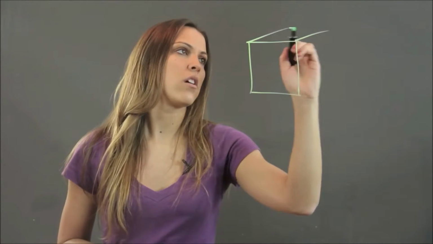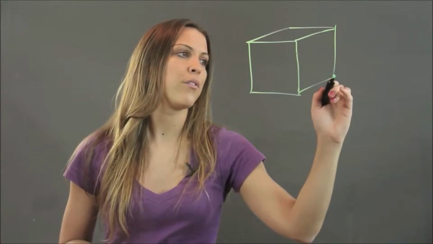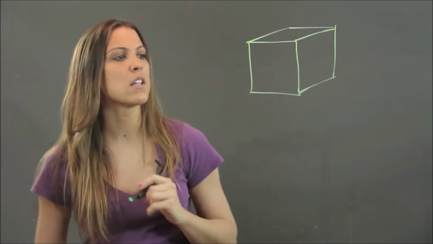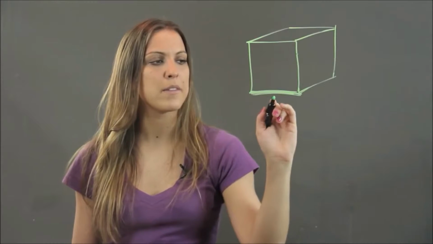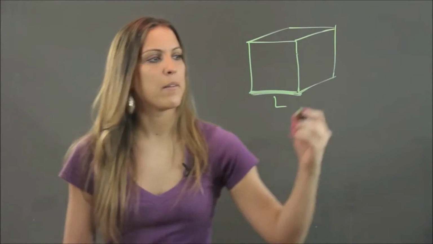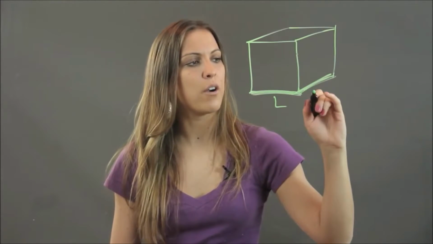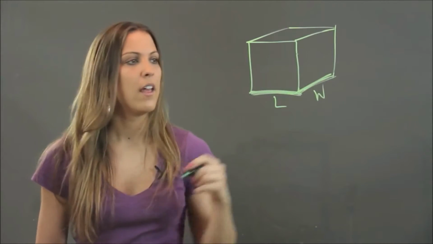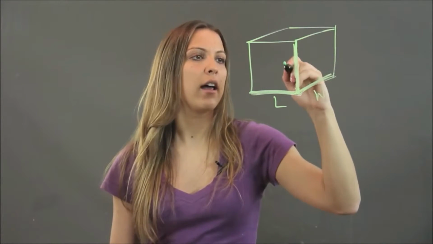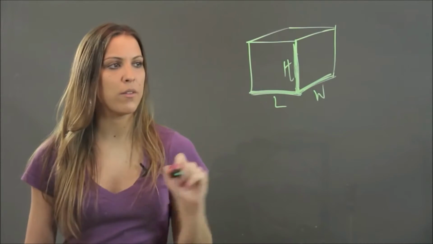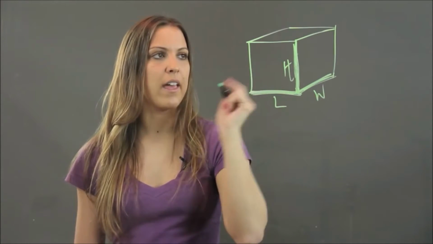So we're going to go ahead and draw a cube, which we know is made of faces that are all squares. And when I'm talking about the length of a cube, I'm talking about this dimension right here. When I'm talking about the width, I'm talking about how far back it goes, so that is my width. And when I'm talking about the height, I'm talking about how high my cube is. So these are my 3 dimensions: length, width, and height.